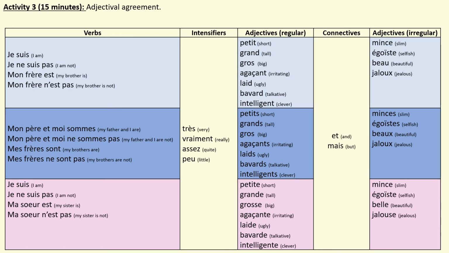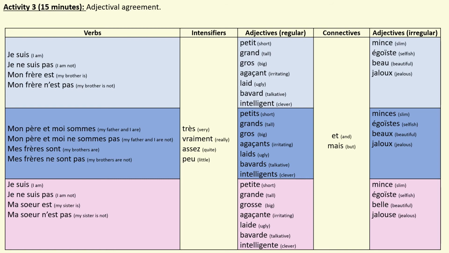And the pronunciation is going to change. You're going to say je suis petite, grande, grosse, agaçante, laide, bavarde, intelligente. So all those last letters, which we were not pronouncing so far when they were masculine words, we now have to pronounce them, just like we saw in our first activity.